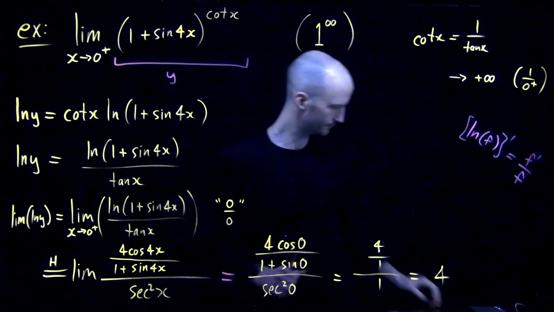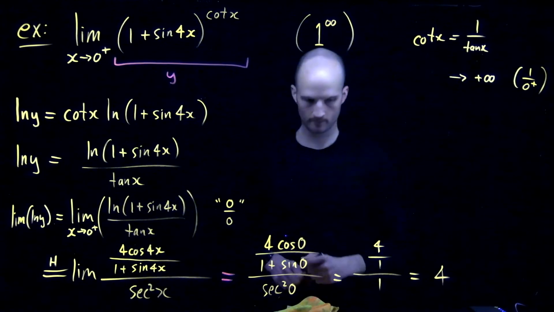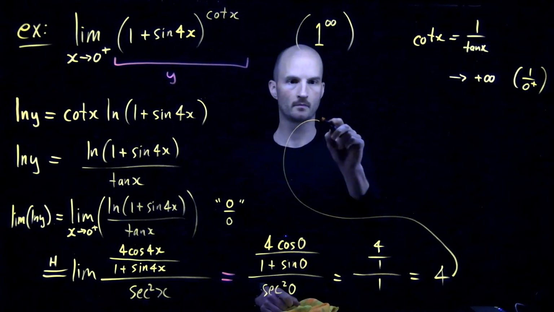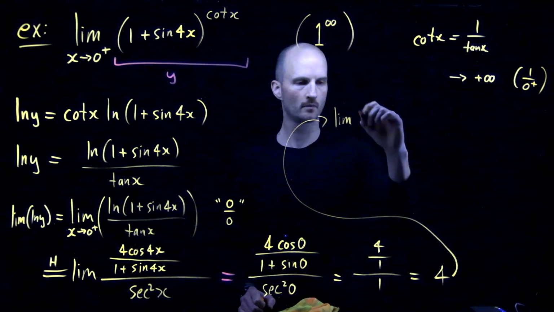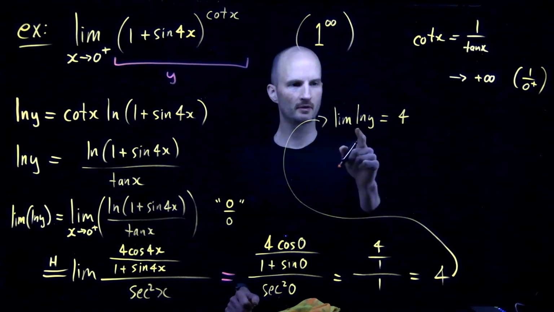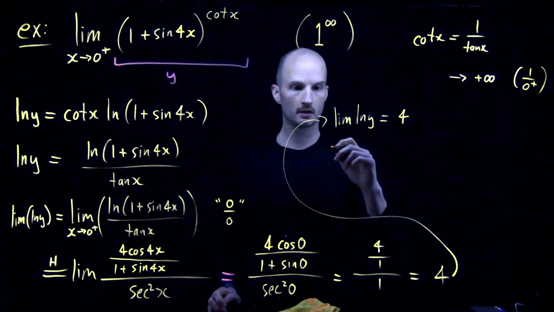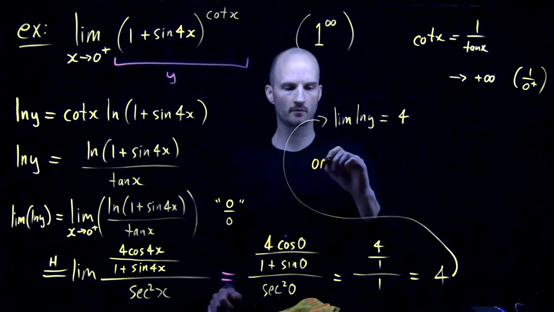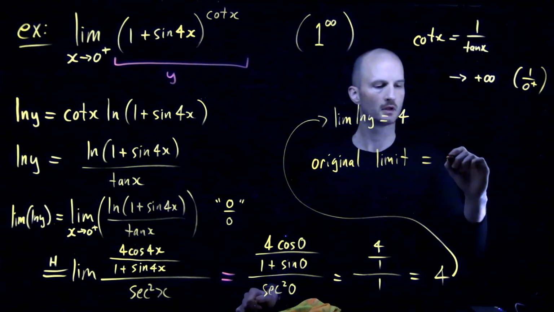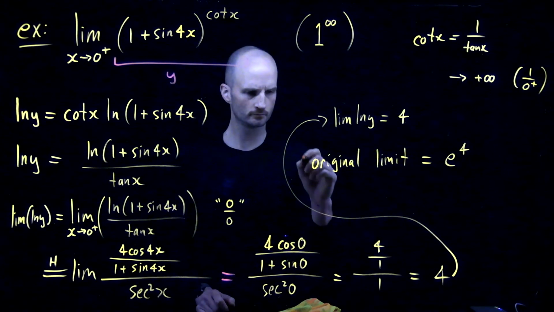So from there, the limit of ln of y is 4. So we determine that the original limit, I'm just going to write the original limit, equals e to the power 4.